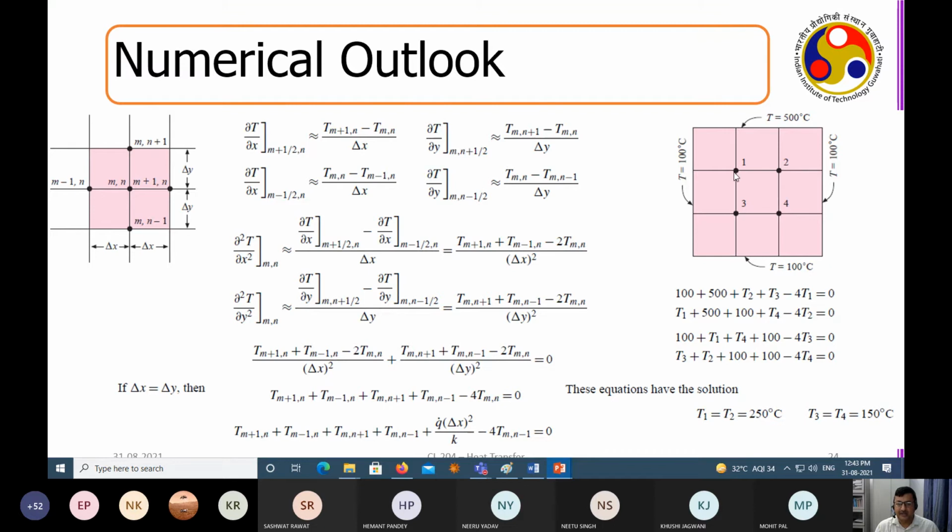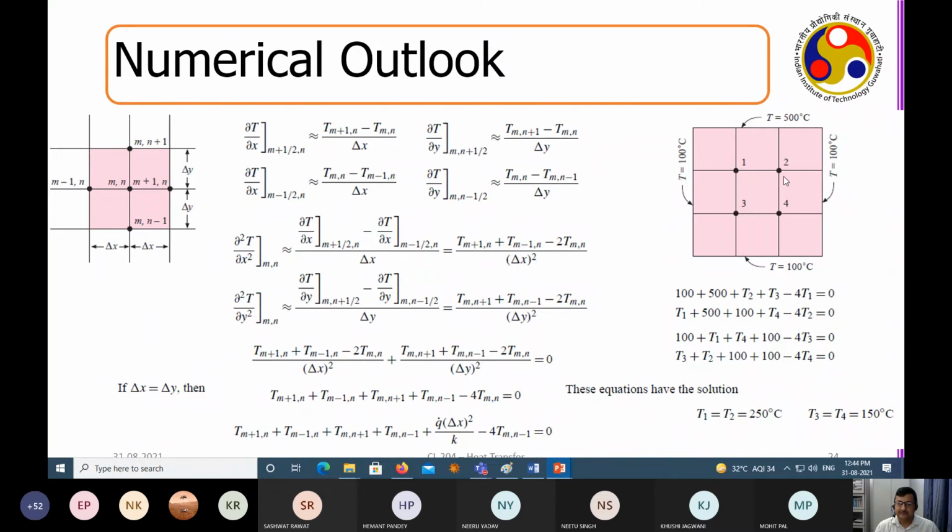Now at 1, if I put this particular point to be 1, what is the stencil that is coming out? So m plus 1, n, that is coming from T2. Then you have m minus 1, n. That means this is coming from this, this is 100. Then you have m, n plus 1, that is 500. So you can straight away see T2 is here, 500 is here, 100 is here, and then you have T3, and then you have minus 4T1. So for 1, you have this equation.